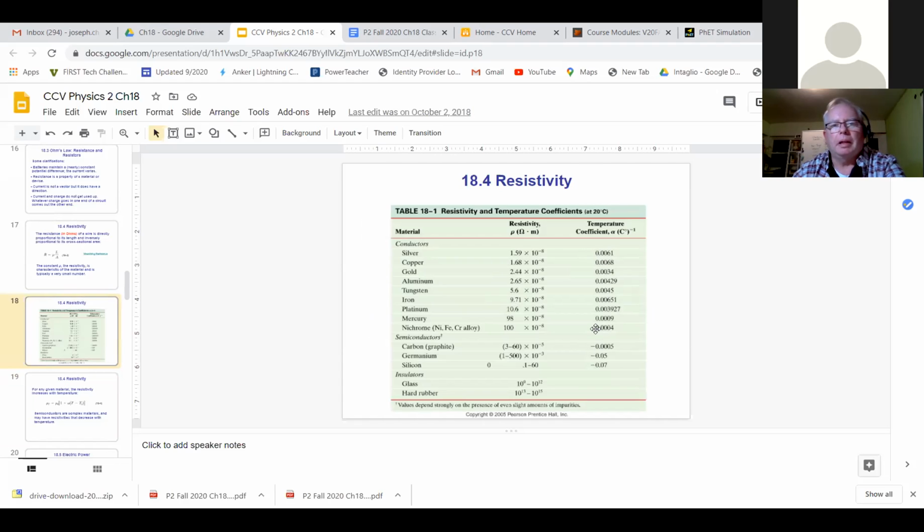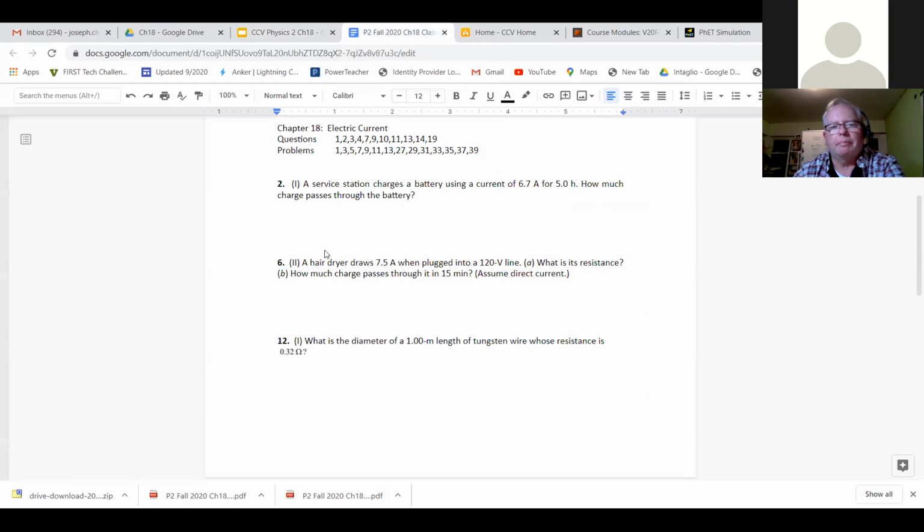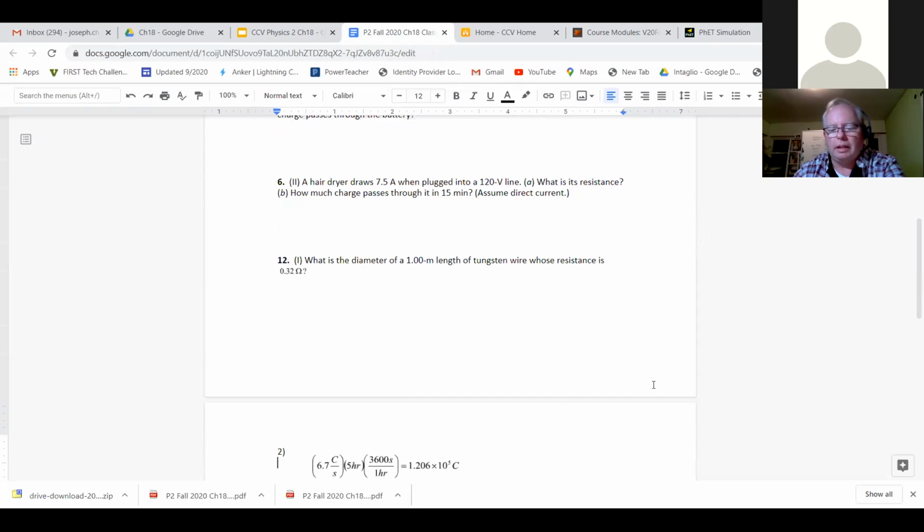All right, so I'm going to stop share. No, I think this will work because I'm just going to look at a new tab. Okay, so scream something if you can't see this problem. What? That's the last problem for tonight? Joe, are you serious? What's the diameter of a 1 meter length of tungsten wire whose resistance is 0.32 ohms? Okay, gotcha. So you might want to stay on that slide that's got resistivity on it, but I'm going to stop sharing.